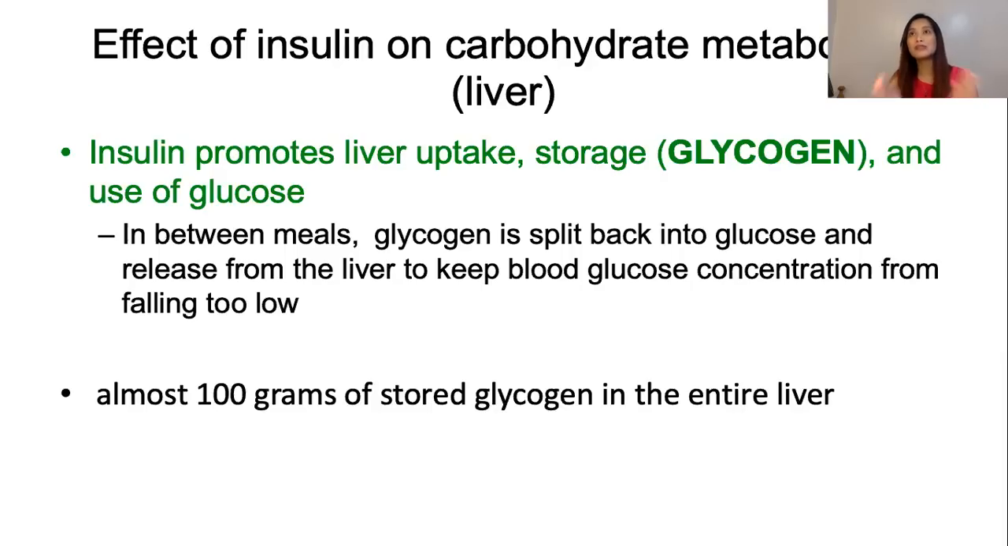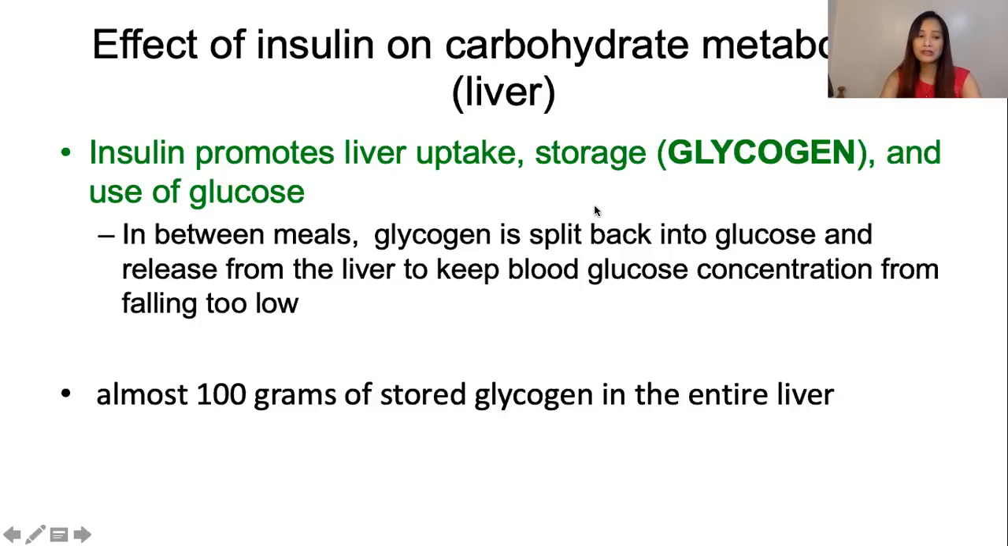So for example, when you sleep, you don't eat. You don't eat, how do you think you'll be able to survive the next day without glucose? It's because of your hepatic glucose production. So your liver is able to produce glucose in order to maintain your body's glucose levels so that you will not die of coma. And the source of that will be the glycogen stored in your liver. So almost 100 grams of stored glycogen is located in your entire liver.